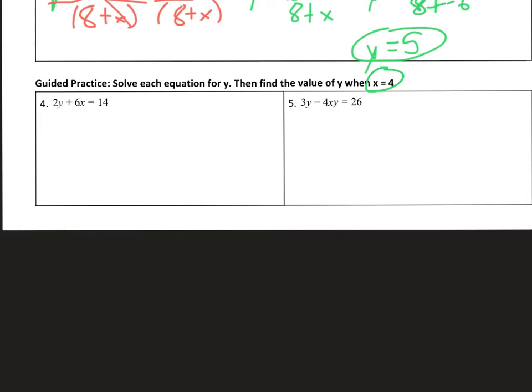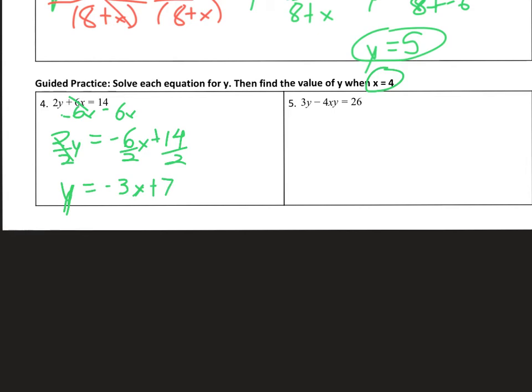So solving this one for y. First step, I am going to subtract 6x. 2y equals negative 6x plus 14. And then I'm going to solve for y by dividing by 2. And when I say divide by 2, I mean divide everything by 2. Divide the negative 6 by 2. Divide the 14 by 2. So this equation becomes y equals negative 3x plus 7.